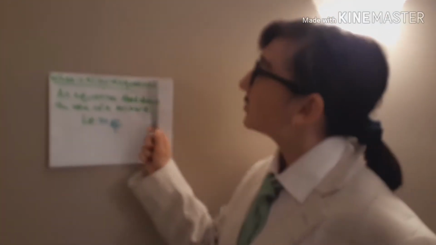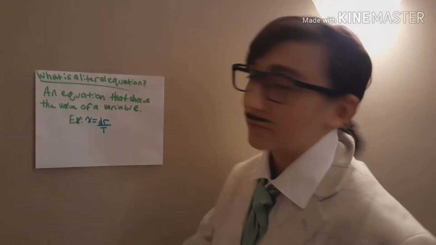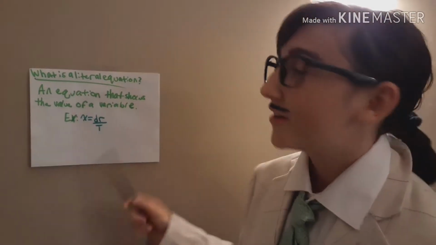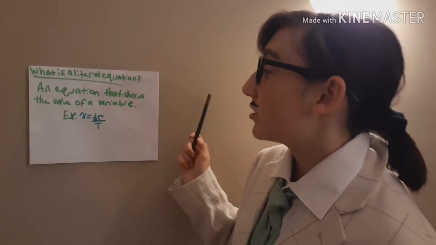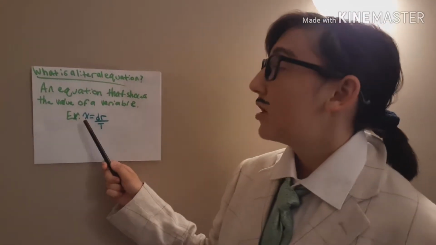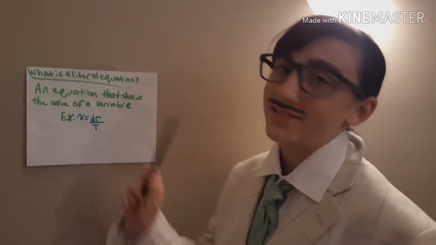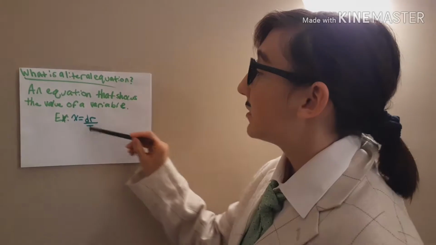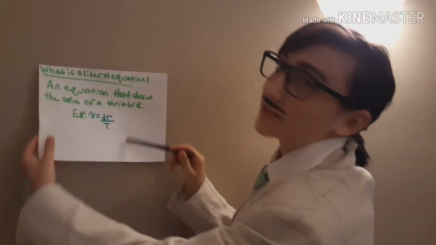What is a literal equation? An equation that shows a value of a variable. This is one of my personal faves because you don't actually have to do much for most of the time in order to get one of these, because all you gotta do is move things around. But for example, one would be x equals d multiplied by r divided by t. And how you can solve this is plugging these numbers into these values. Oh, whoopsie.